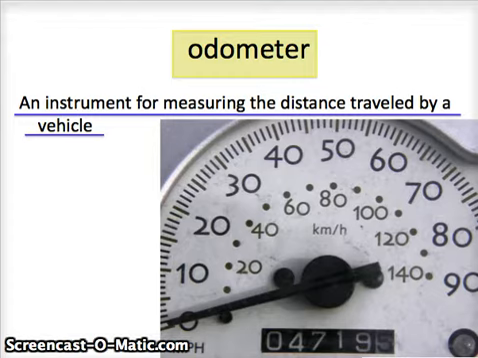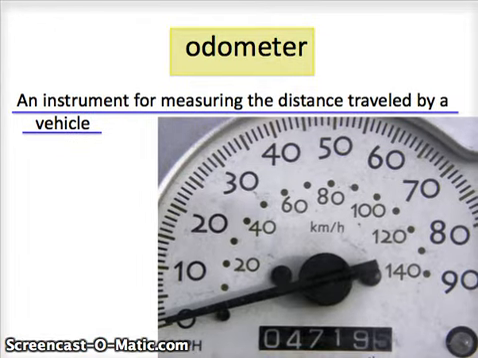Odometer, from the roots odo meaning road and meter meaning measure. Literally it means a road measure, but that's not how we actually use this word. We use it to mean an instrument for measuring the distance traveled by a vehicle. So make sure you've recorded that that is a noun. And our sentence, his policy was to trade in his car when the odometer registered 50,000 miles. So it's this piece right down here that tells us how far we've gone. Okay?